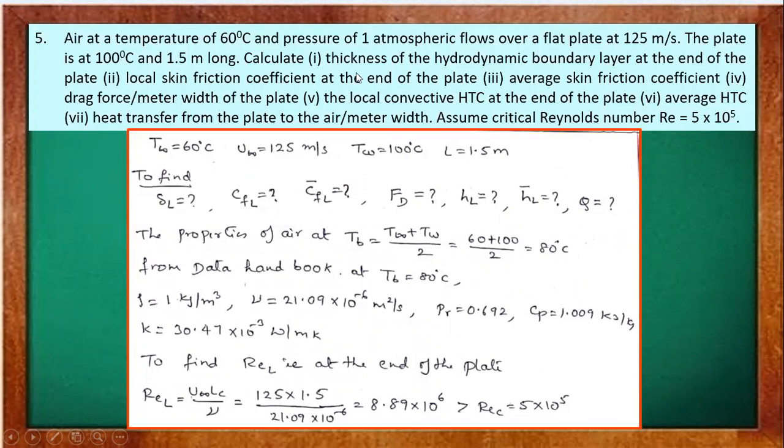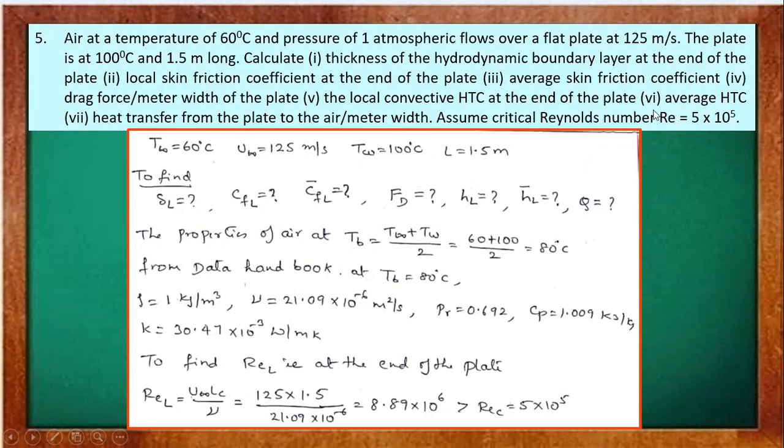Then the local skin friction coefficient at the end of the plate, friction factor CFL, the average skin friction factor CFL bar, the drag force FD, the local convective heat transfer coefficient HL at the end of the plate, then the average heat transfer coefficient HL bar, and the heat transfer from the plate to the air per meter width. So taking the width as 1 meter, we need to find the value of Q.